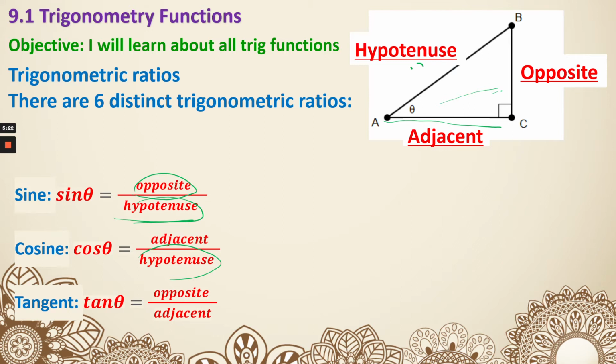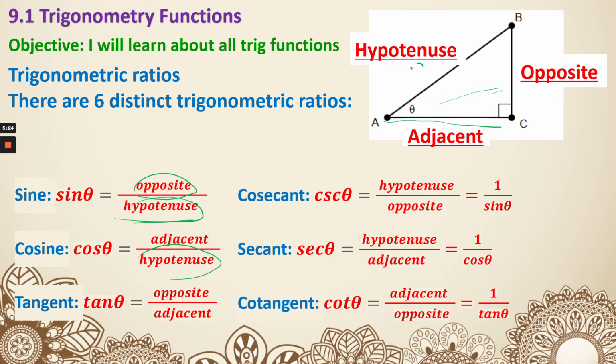Then we have another three, and they are cosecant, secant, and cotangent. And you can see the ratio is being formed there.